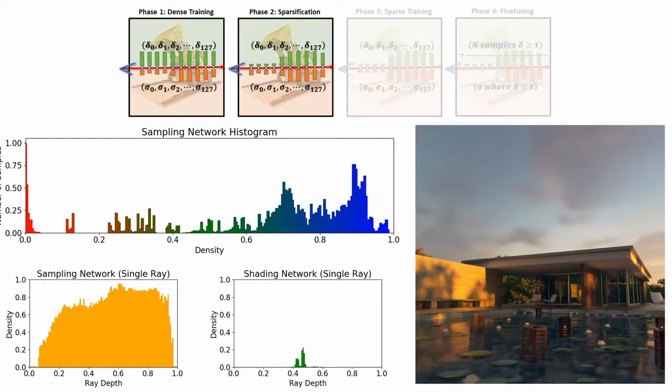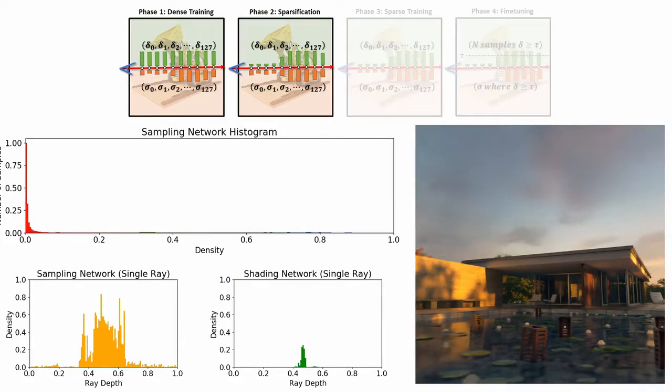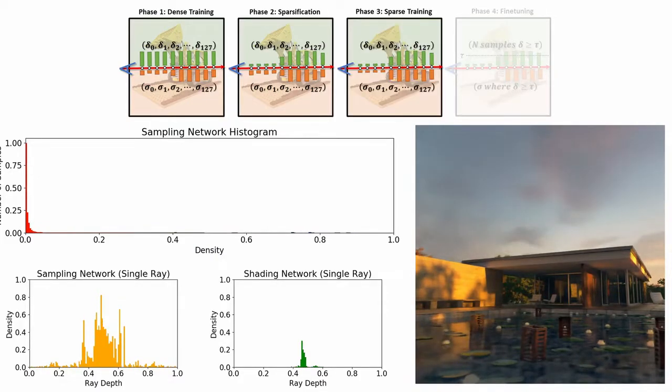Second, the sparsification phase slowly forces the sampling network outputs towards 0, while keeping only the most important samples active. This distills the knowledge of the scene from the densely sampled shading network to the single evaluation sampling network. Third, we freeze the sampling network and allow the shading network to adjust to the now sparse sampling network, as samples are now deactivated according to the sampling network outputs.